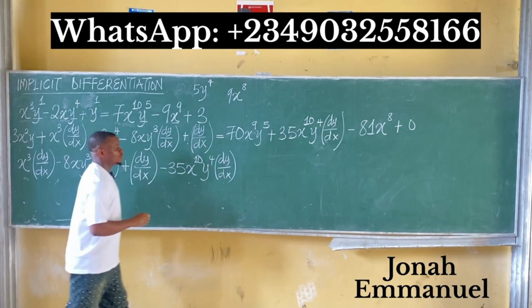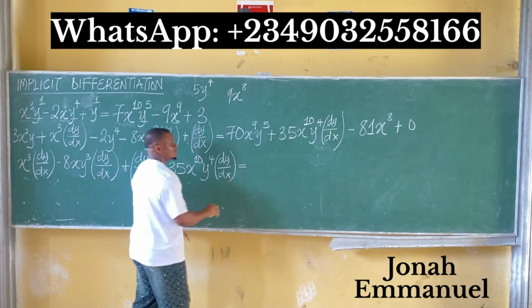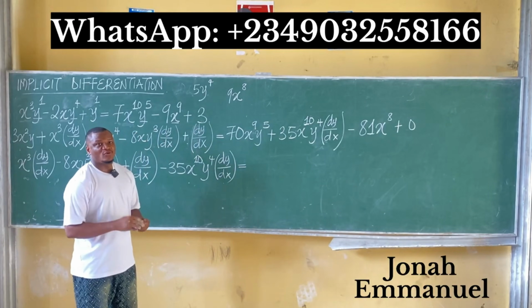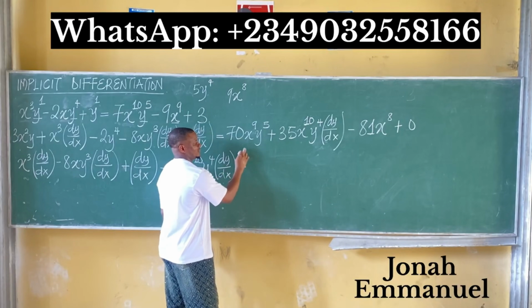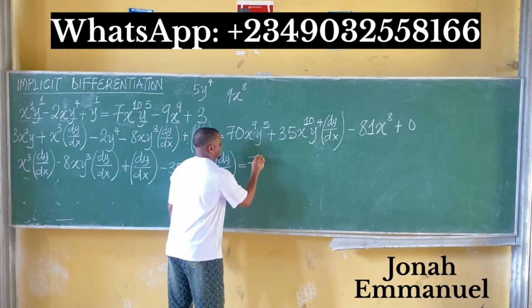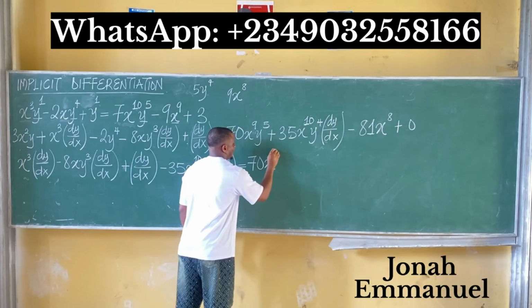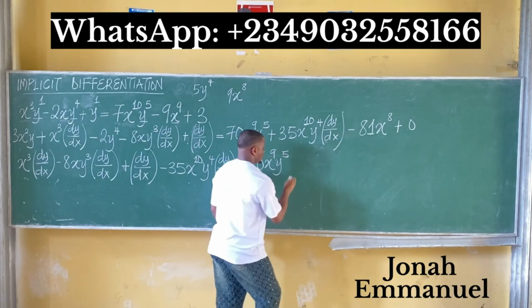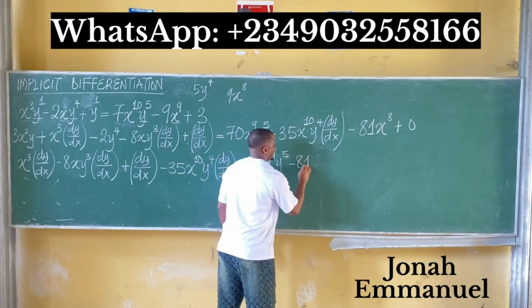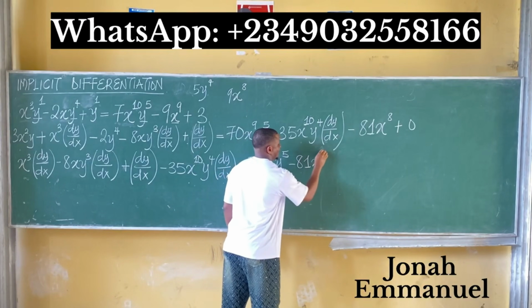All right. So the other ones not having dy dx, you move them over. But before you move them over, let's repeat the ones here. This one here does not have dy dx, so it will remain here. 70x to power 9 y to power 5, minus 81x power 8.